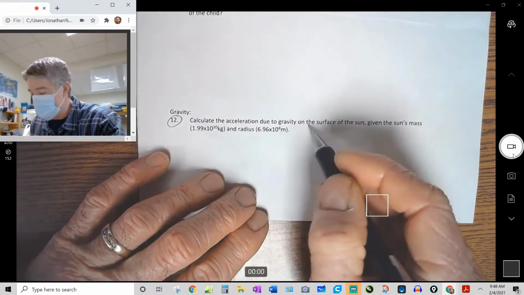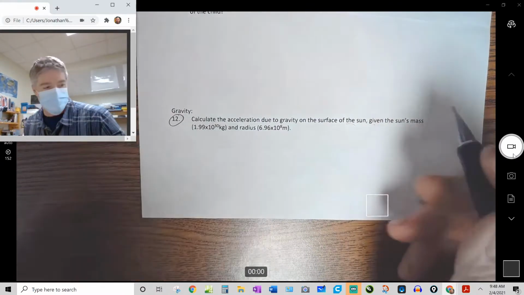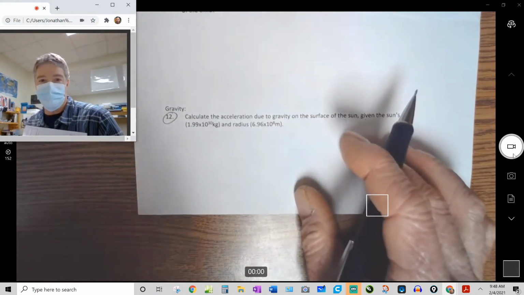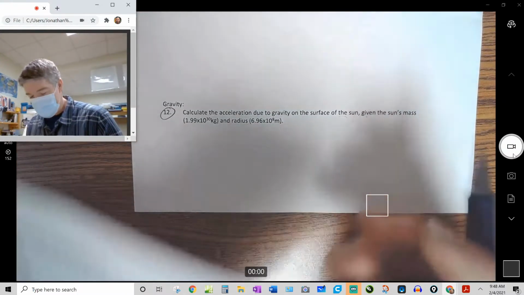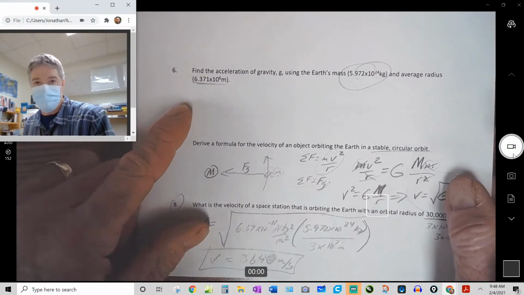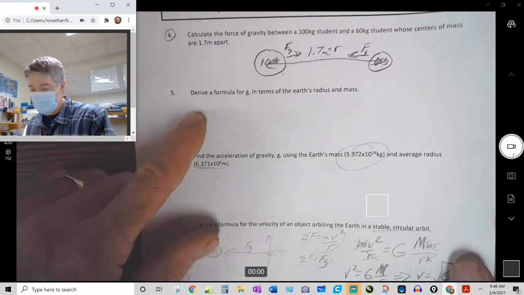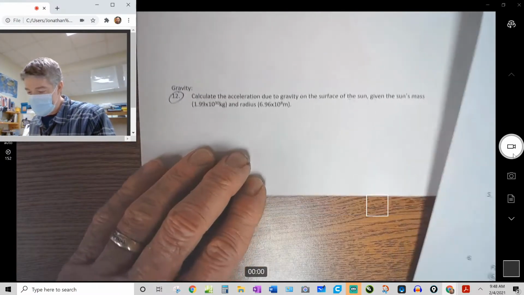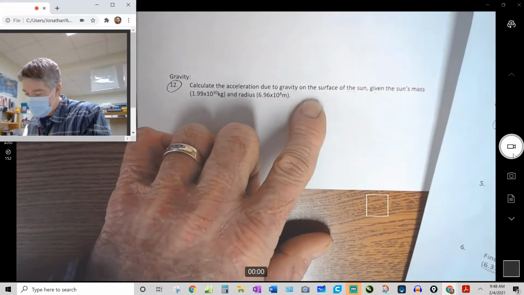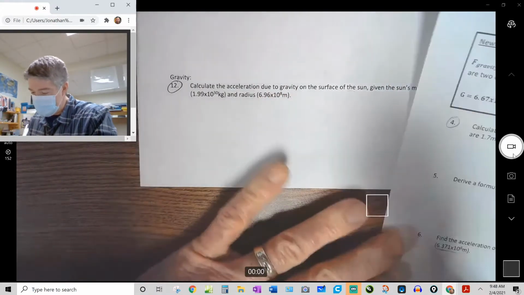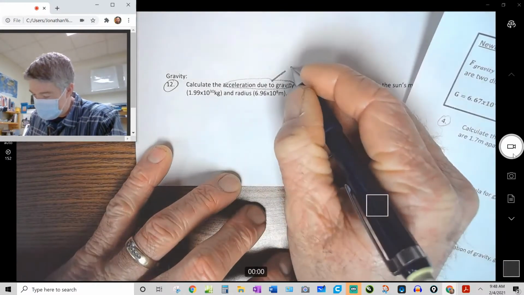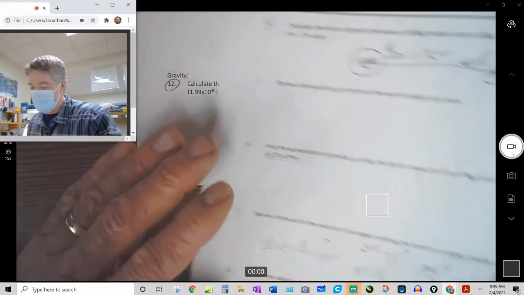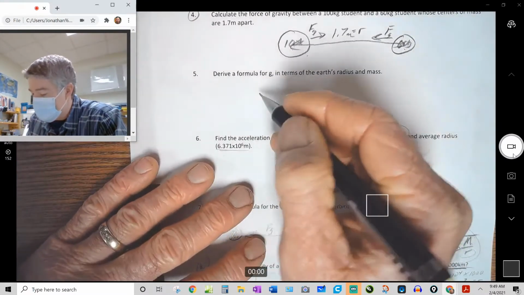So the acceleration due to gravity on the surface of the sun, given the sun's mass. This is another one where there's a formula you could memorize, or you could just derive it every time. And we derived it back here, or we will have derived it back here, maybe here. Formula for g in terms of the Earth's radius and mass. Let's see if that sounds like it would work. We're looking for g. This is basically g for the sun, given the mass and the radius. Yeah, so that's the formula that we need. And I'll derive it again over here.